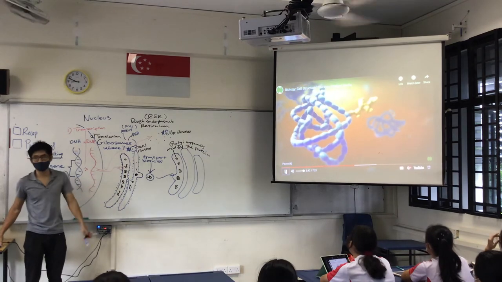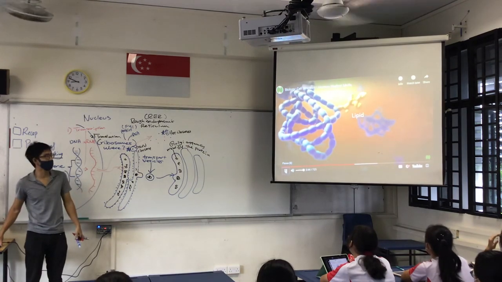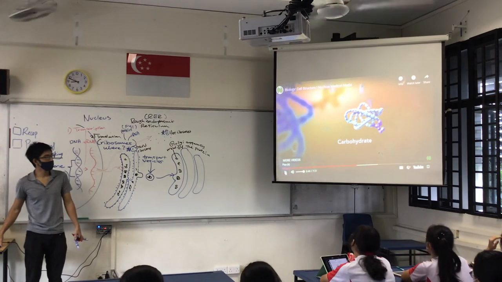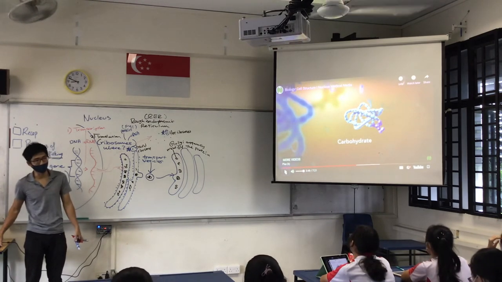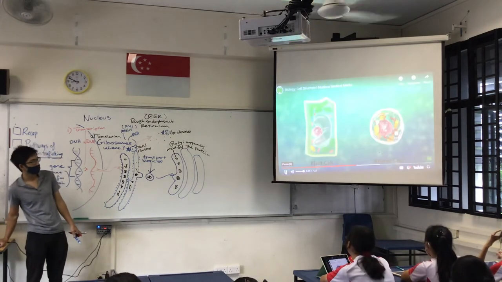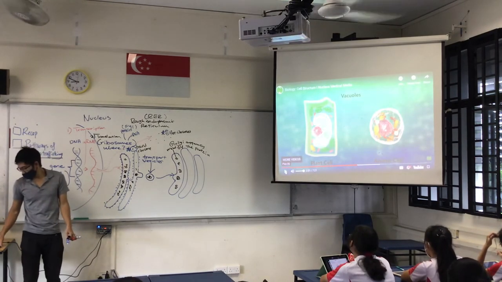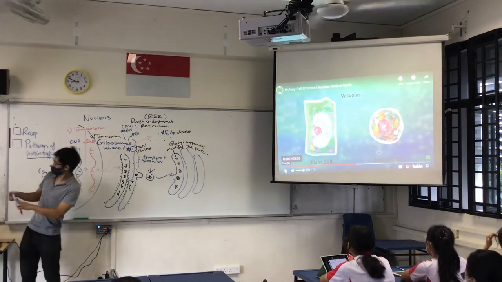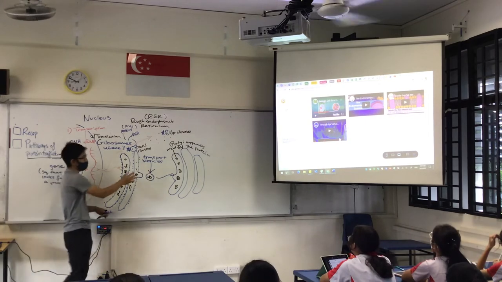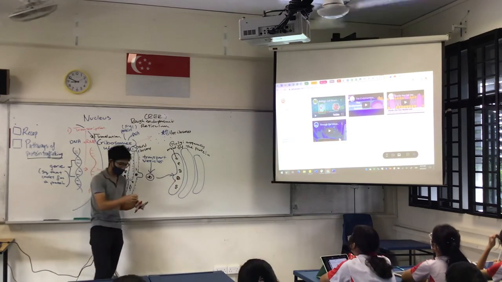Sometimes we add things to the proteins, and this all happens in the Golgi apparatus. Sometimes we may add lipids, sometimes we may add carbohydrates. This is where we modify our proteins. Vacuoles are sacs. So we still have a bit of time. That's where we are now, the Golgi apparatus.